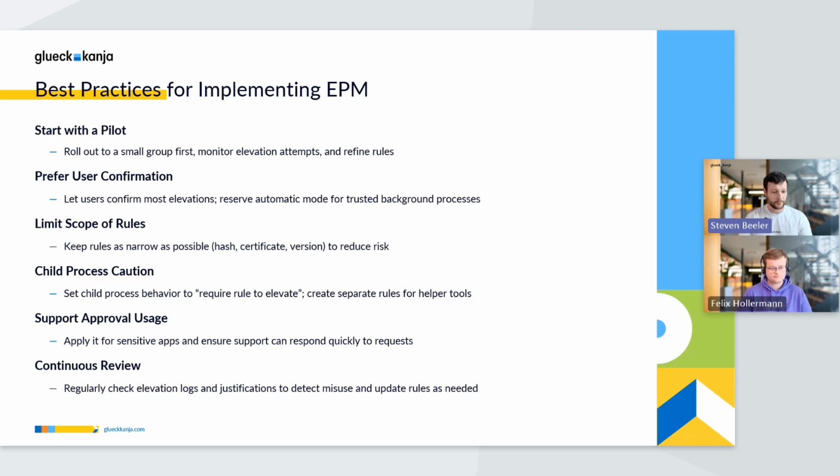Then with child processes, be sure to define each child process that you want the user to be able to elevate in a separate rule. Don't just allow all child processes. Usually this is not necessary. Of course, it depends on the application, but be sure to define it in rules.